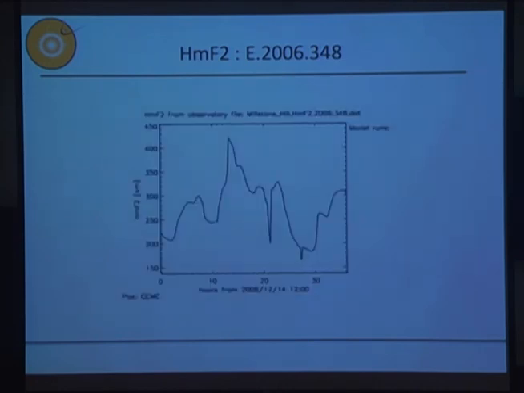This is the measurement of hmF2 at Millstone Hill, and this is the result from model 1, this is the result from model 2, and this is from the 3rd model. If you need to use one of those, which one would you like to choose? Actually, it depends on your application. You can choose one of them, or you can combine several of them.